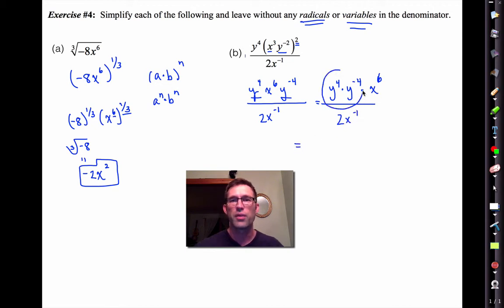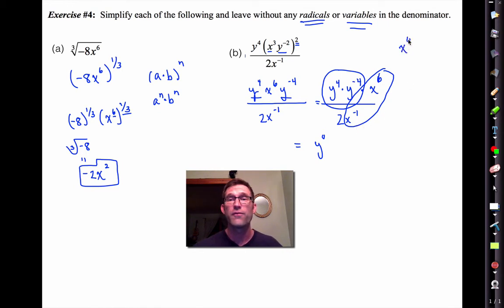Now we can multiply y to the 4th times y to the negative 4th to get y to the 0, right? We add the exponents. We'll deal with the y to the 0 in a little bit. Now we have to be very, very careful here. It would be very tempting to say that x to the 6th divided by x to the minus 1 is x to the 5th, but it's not.